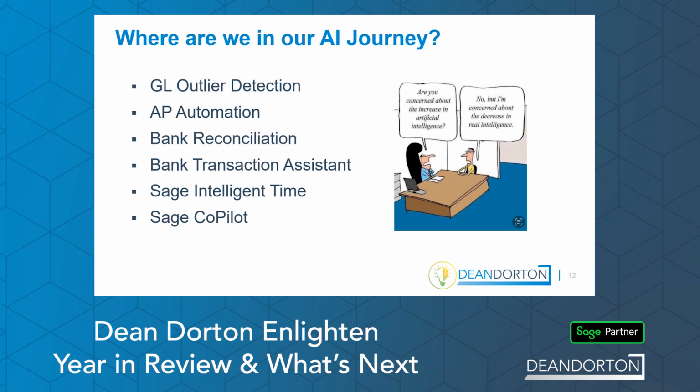So that's GL outlier detection. AP automation, I've already talked about. However, it's important to understand that it is going to reduce, and in many cases almost eliminate, manual entry of AP invoices. Those invoices can now come in through email or through scanning. We're soon to have PO automation. It's an early adopter today.